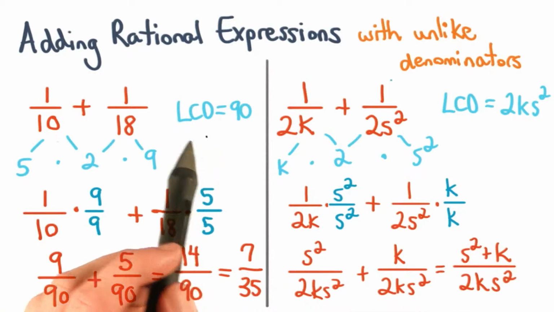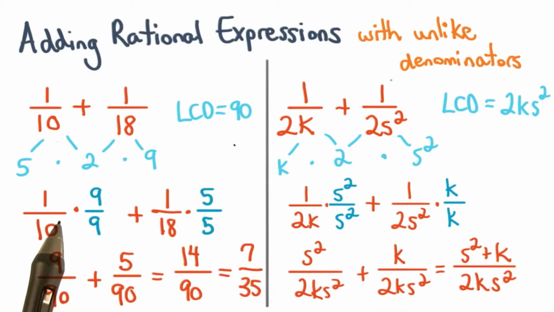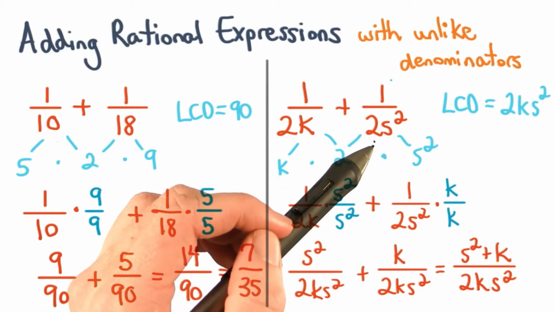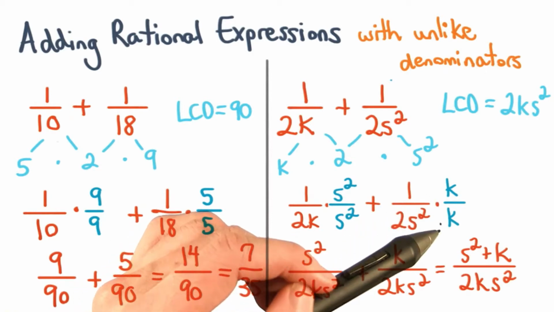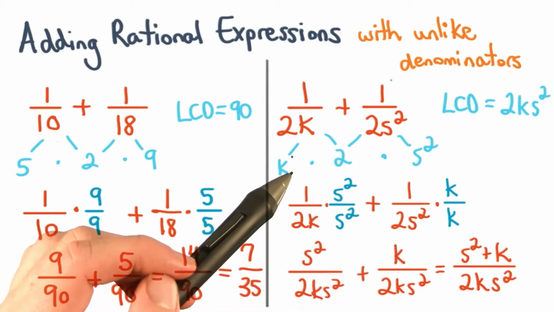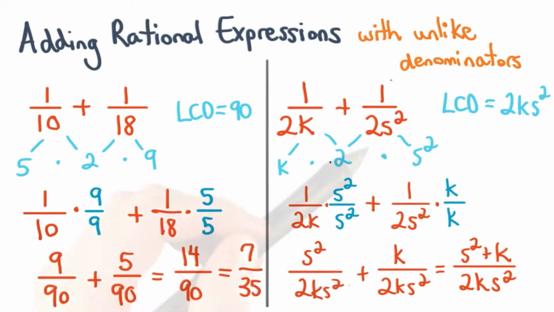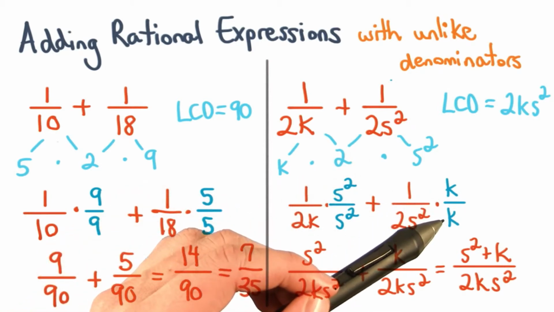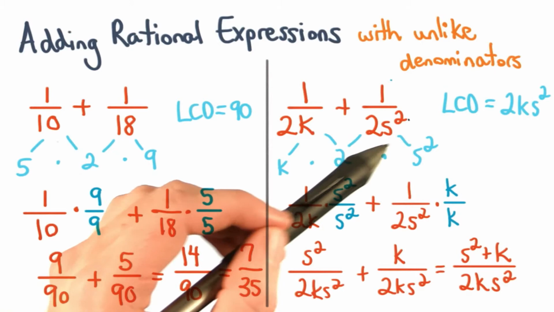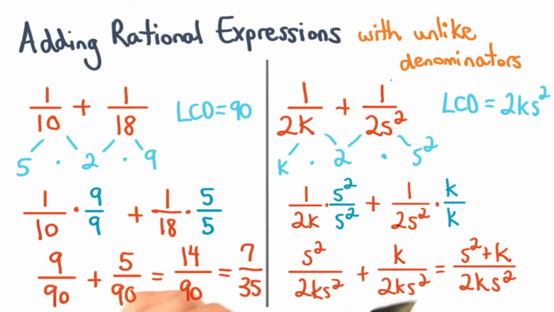Once we have a lowest common denominator, we multiply the numerator and the denominator in each fraction by the factors that are missing to change our fraction into an equivalent form. So for 18, it was missing a factor of 5, so we multiplied by 5 divided by 5. Likewise, for the denominator 2s squared, we multiply this fraction by k over k, since k is the missing factor from 2s squared. When we multiply by k divided by k, we're really multiplying by 1, and we're changing our first fraction into its equivalent form.